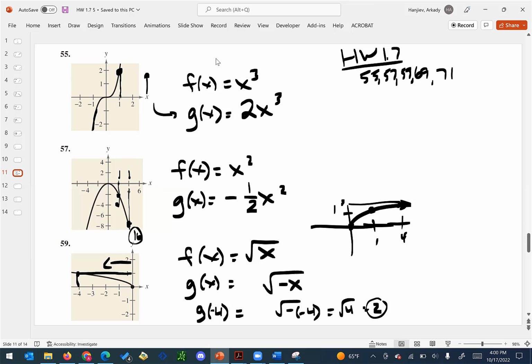But I don't want a 2 in that place. I want that to become a 1 already here. So what I would have to do is take half of it. Half of 2 becomes 1. Perfect. That works. So there it is. Half of the square root of a negative x would give me all the transformations that are here.